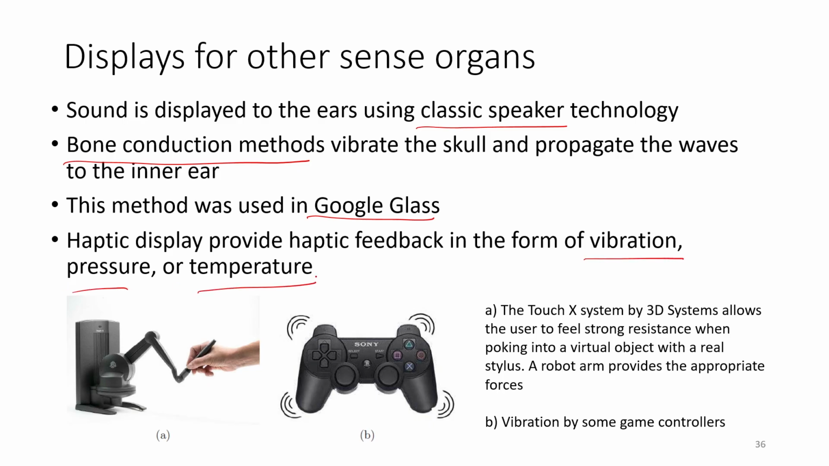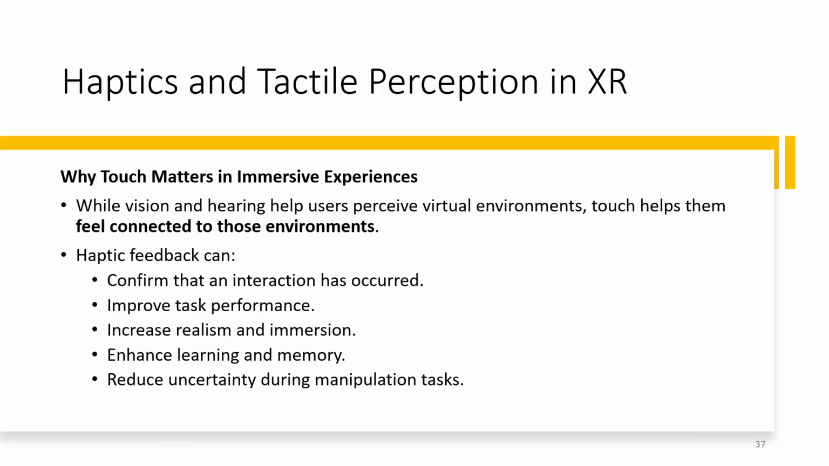Here you can see two displays. On the left is the Touch X system by 3D Systems. It allows the users to feel strong resistance when poking into a virtual object with a real stylus. A robot arm provides the appropriate forces here. On the right you can see some vibrations generated by game controllers. So, these are examples of displays for other sense organs.